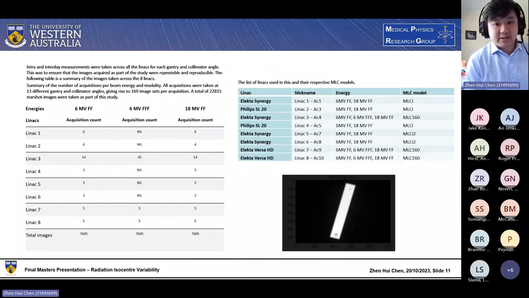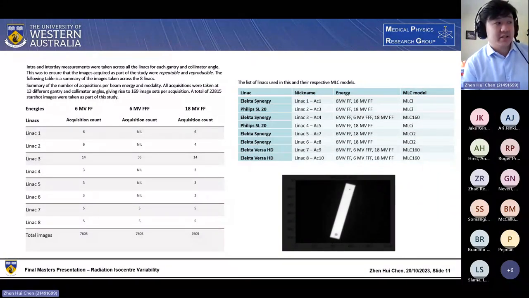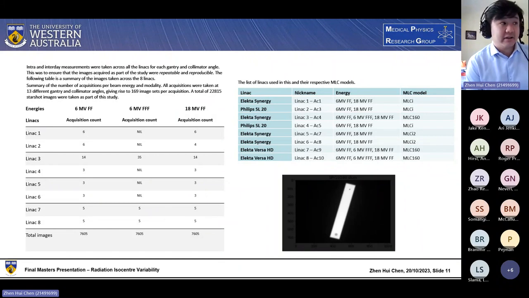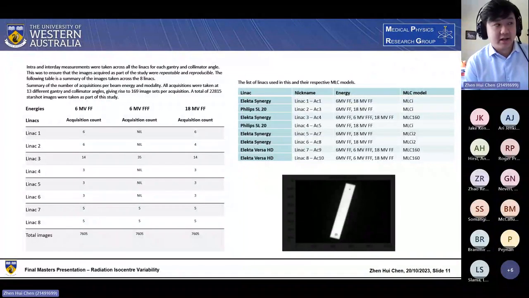just a bit on reproducibility and repeatability, intra and interday measurements were taken across all the Linacs for each gantry and collimator angle. So this was to ensure the images acquired as part of the study were repeatable and reproducible. And the following table below shows the number of images taken across the 8 Linacs.